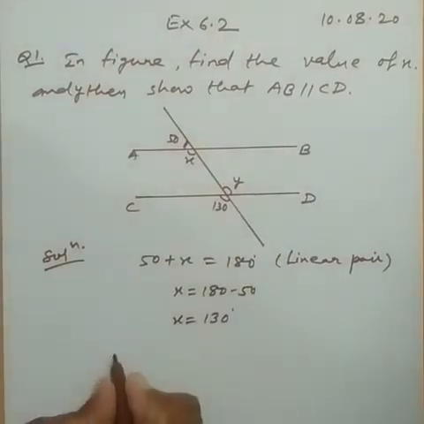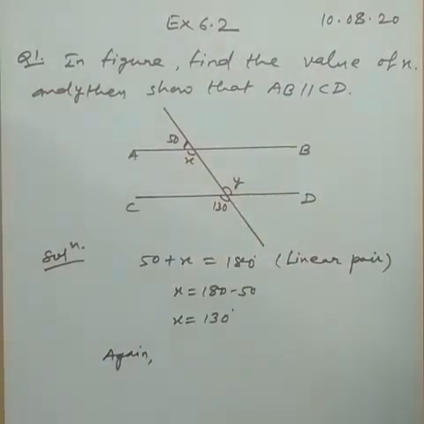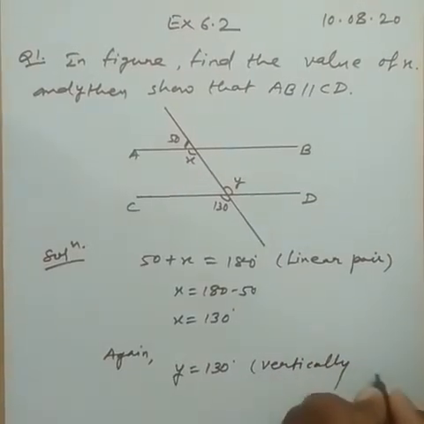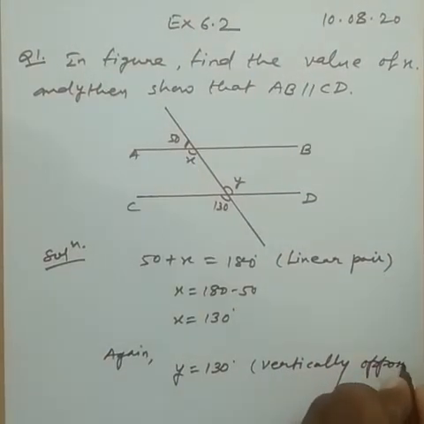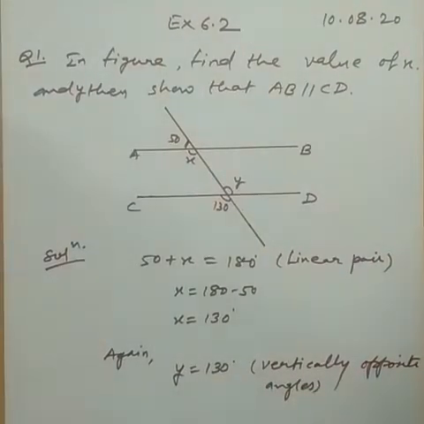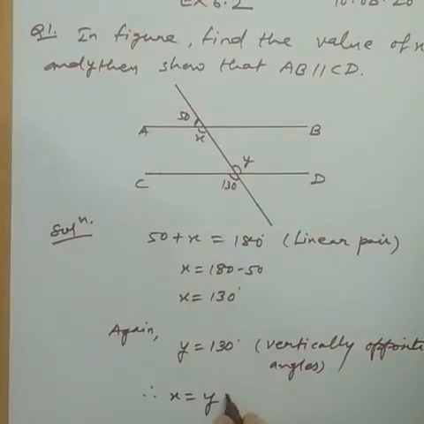Again, y and 130 are vertically opposite angles. So vertically opposite angles are equal. So y equal to 130, and its reason is vertically opposite angles. So the values of x and y both are equal, and both are equal to 130.